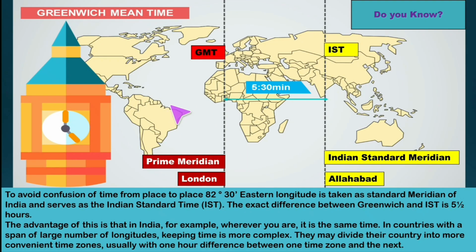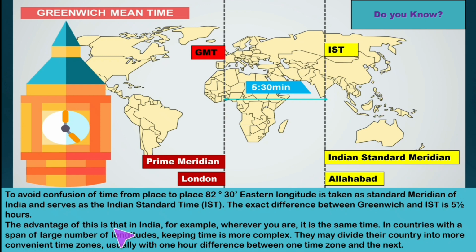Now, observe this picture clearly. This is the Greenwich Mean Time, otherwise known as GMT, and this is the Indian Standard Time, known as IST. To avoid confusion of time from place to place, 82 degree 30 minutes eastern longitude is taken as the standard meridian of India and serves as the Indian Standard Time, IST. The exact difference between Greenwich and IST is 5.5 hours. Observe the picture. Here you can see the difference between GMT and IST is 5.5 hours.